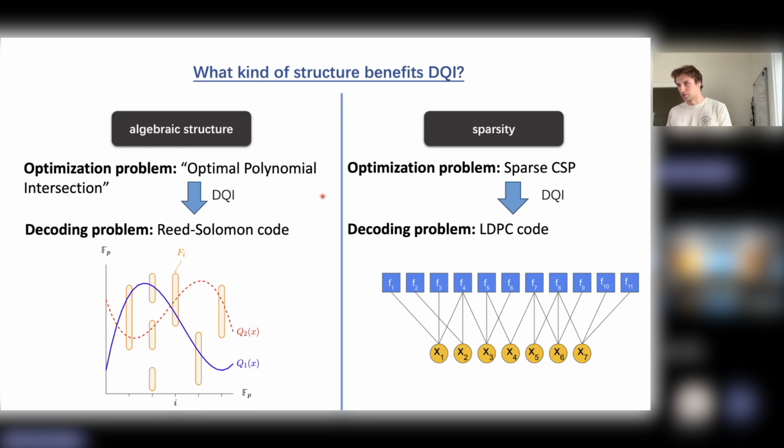So both these structures are promising. We conjecture exponential quantum advantage here in the algebraic setting. In the sparsity setting, we've certainly tried hard to find quantum advantage, but so far we don't have it yet. The issue is that classical algorithms also benefit from this sparsity a lot.